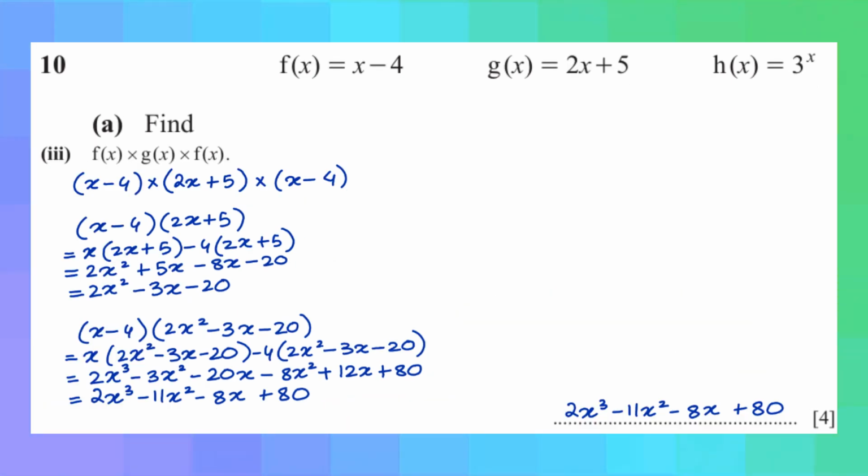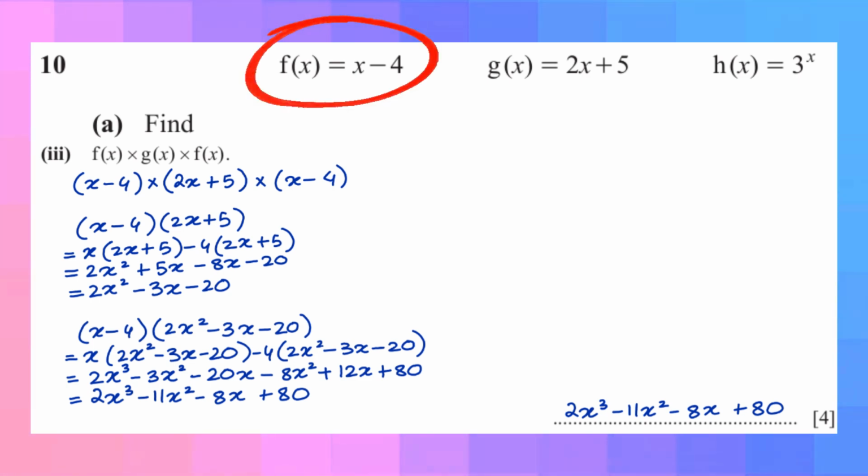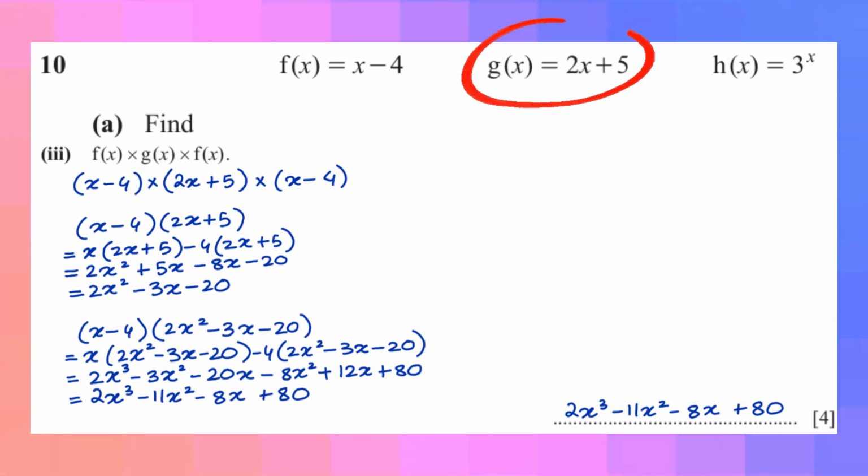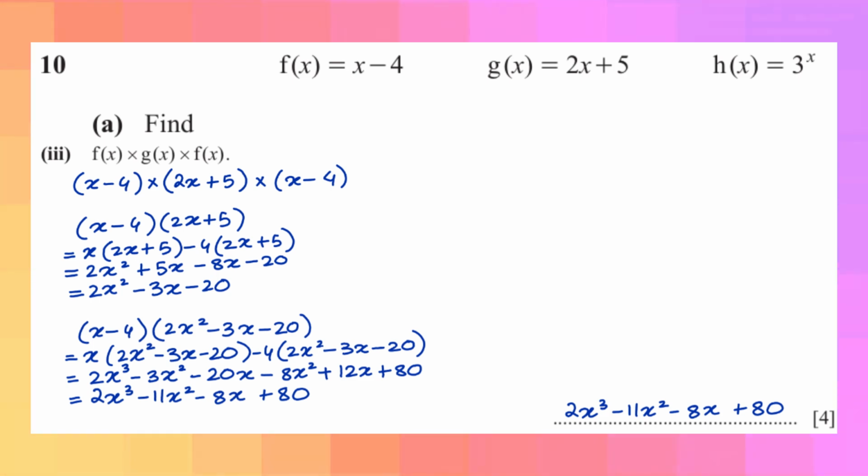Now to solve for part 3 of part A. It asks to find f of x times g of x times f of x. We know that f of x equals x minus 4 and g of x equals 2x plus 5. So to solve this, we just substitute x minus 4 in place of f of x and 2x plus 5 in place of g of x. This gives us (x minus 4)(2x plus 5)(x minus 4). Now, we just have to solve this using algebraic expansion.